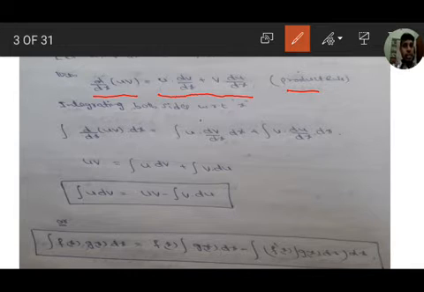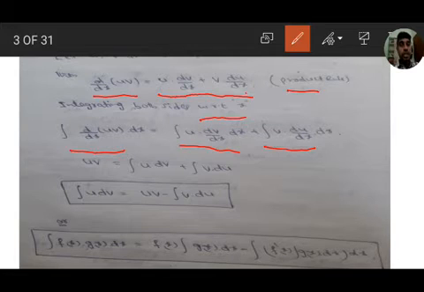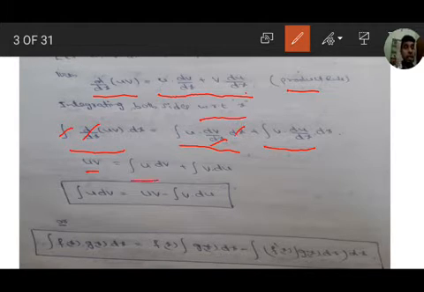Integrate both sides with respect to x. We get the integration of d by dx of uv dx, equal to the integration of u into dv by dx into dx, plus the integration of v into du by dx into dx. Integration and derivative cancel each other out, so we get uv, and here dx cancels: integration of u dv, and integration of v du.